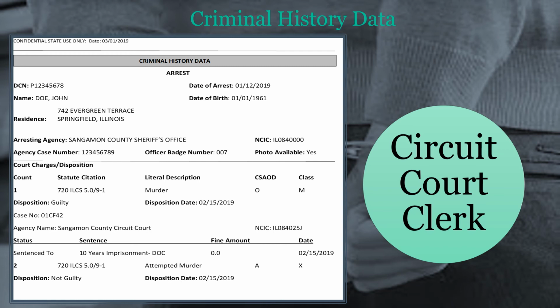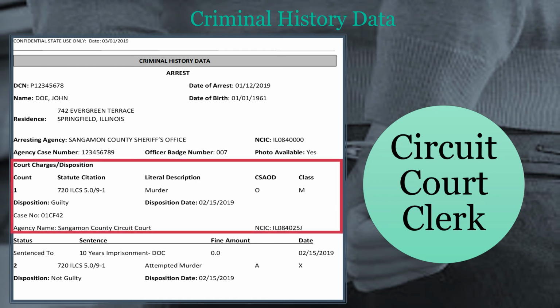For those entities authorized to view the entire criminal history rap sheet, the rap sheet may contain an open arrest where a final court disposition was not reported. In those cases, the authorized entity would be required to contact the circuit court clerk where the arrest took place in order to obtain the final court disposition if it is available.